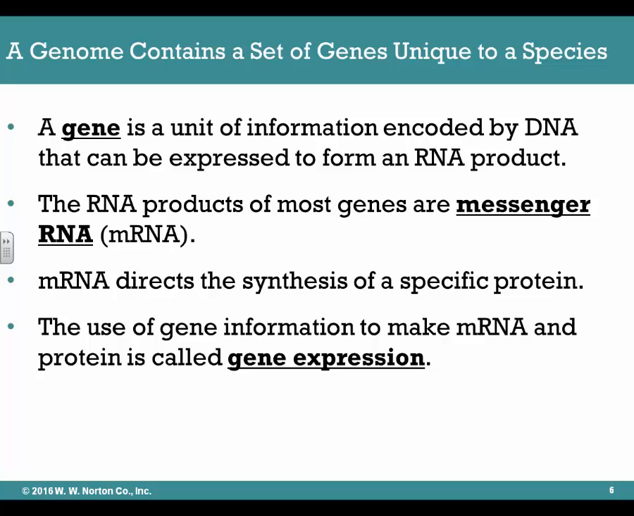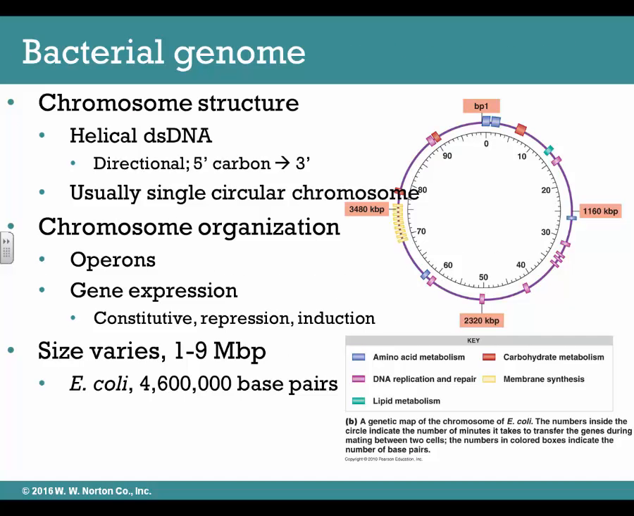And the gene is just a unit or a part of that DNA that can be expressed in the form of an RNA intermediate, and that RNA intermediate, the messenger RNA, then by other mechanisms in the cell is converted to a functional form, i.e. a protein, a specific protein. The process of the information in a gene being converted to a useful product, i.e. a protein, is called gene expression.